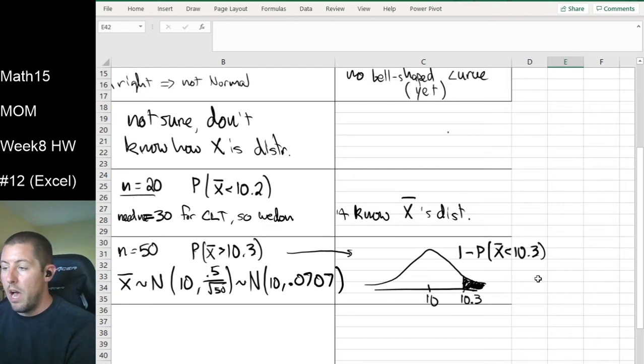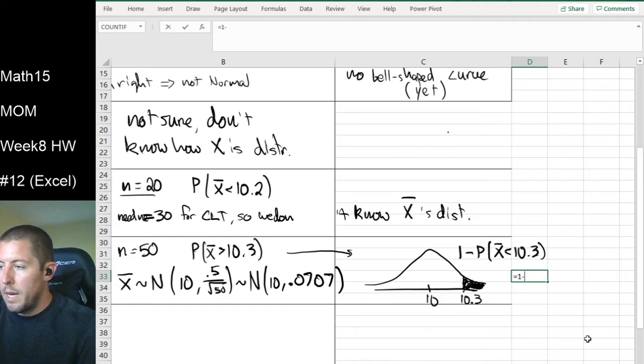So I'm going to go ahead and now throw this calculation into Excel here. I'm going to do equals 1 minus, I'm going to do my norm.dist. It's going to ask me for x. My x value of interest here is the 10.3. That's our cutoff. It's asking me for my mean. That's 10. Standard deviation, 0.0707. It's the standard deviation of our sampling distribution. Cumulative, always going to be true in these cases right here.